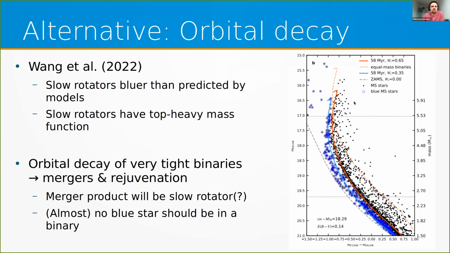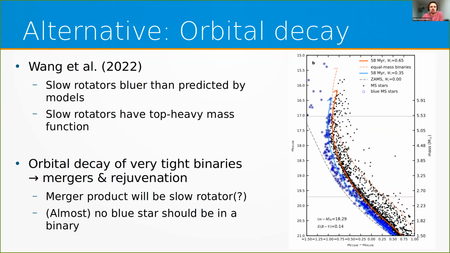An alternative that's also to some extent linked to binaries has been proposed by Wang et al. 2022, where they based their model on two observations. The first was that the blue main sequence stars seem to have bluer colors than predicted by even non-rotating models. And they also seem to have a different mass function, or a top-heavy mass function compared to the red main sequence stars.